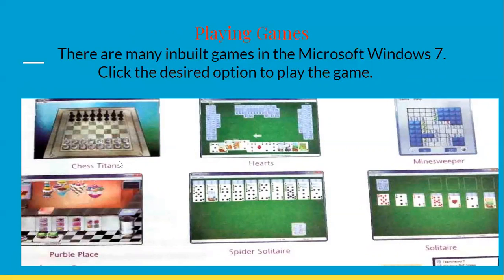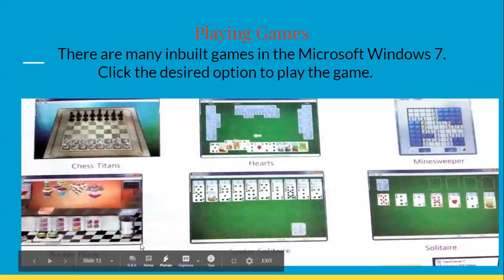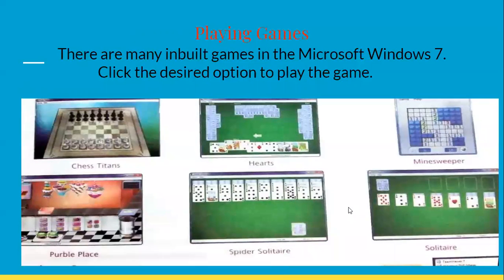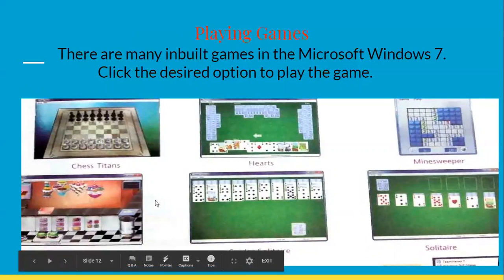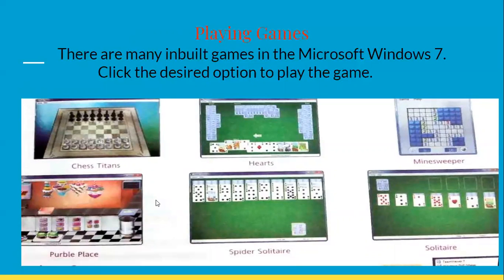See here, Chess Titan is there, Hearts, Minesweeper, Purble Place, Spider Solitaire, and this is Solitaire. These are the names of some inbuilt games in Windows 7. You can play them. For some games, you need a joystick or other material to play. Now, how will you open the games?